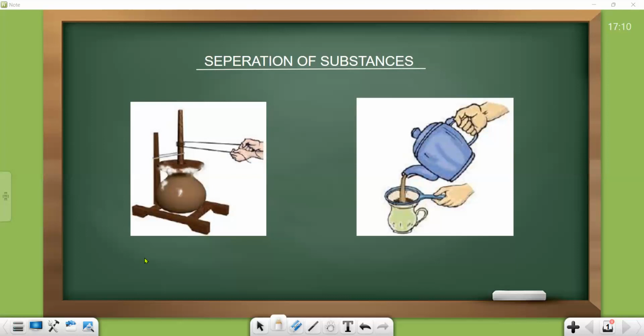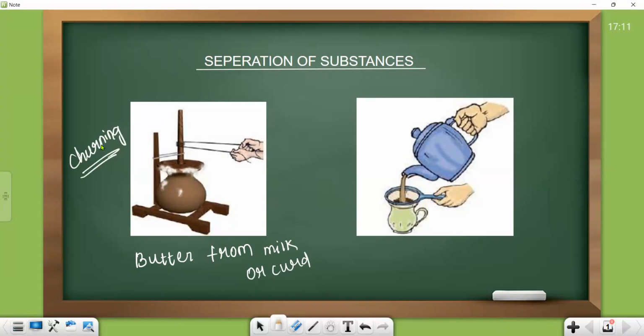For example, if I want to separate butter from milk or curd, this process is called the churning process. Through the churning process, I can separate butter. And while making tea, we use tea leaves, so to separate the tea leaves we use a strainer. So based on our need, we use the method of separation.